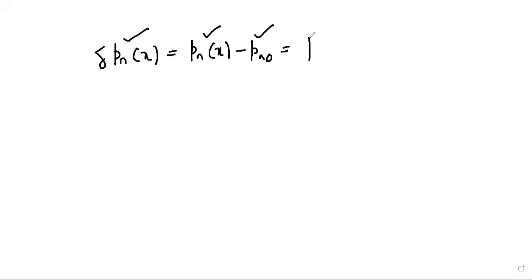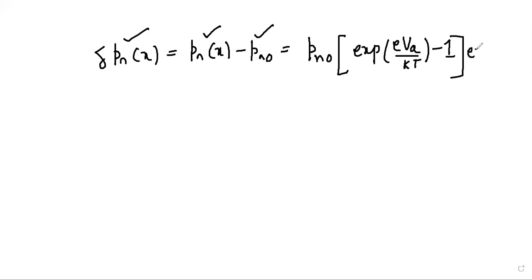So here we determine the value to be Pn0 times, in the bracket, e to the power eVa by kT, minus 1, and then exponential of (xn minus x) divided by Lp. This is e to the power, read that way. Fine, so this is what we have obtained. In the previous video you can revisit.